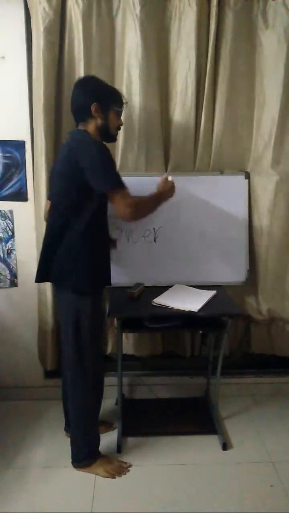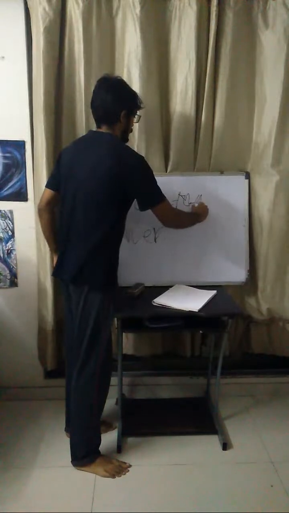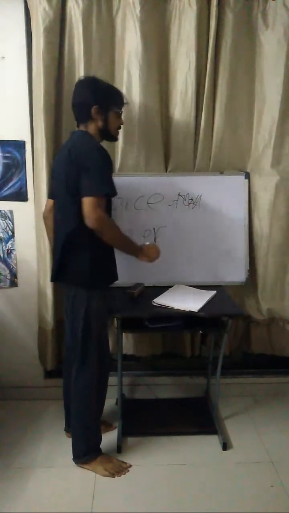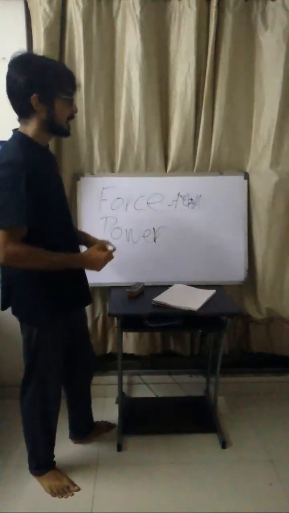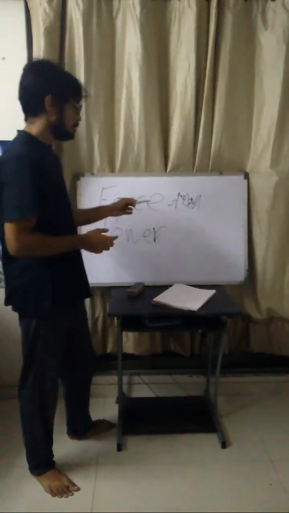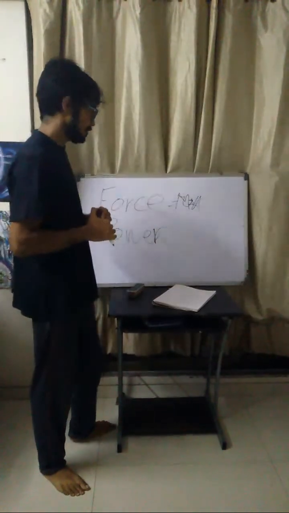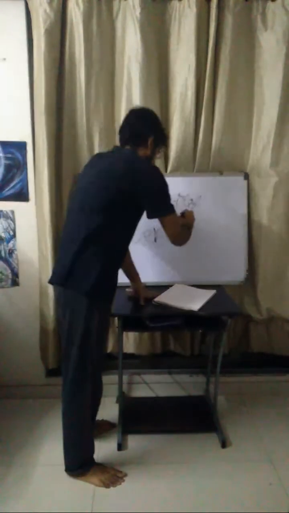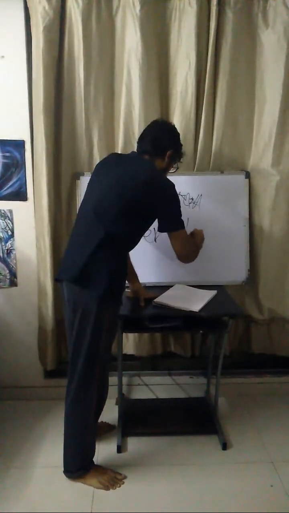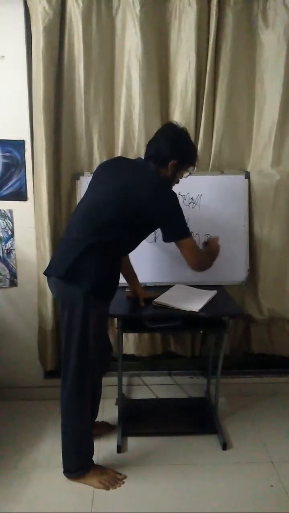Force is the ability to take a mass and cause it to have acceleration. It's directly proportional to both mass and acceleration. It doesn't have any other proportionality constants. Power is force divided by time. MA divided by T.